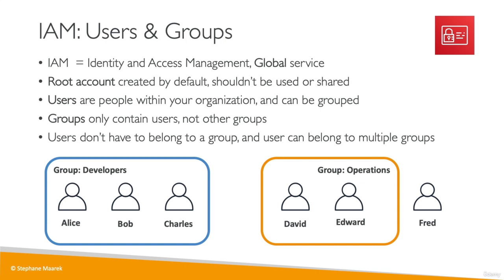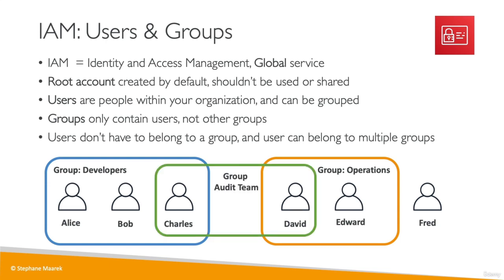And also, a user can belong to multiple groups. That means that, for example, if you know that Charles and David work together and they're part of your audit team, you can create a third group with Charles and David. And as you can see now, in this example, Charles and David are part of 2 different groups. So these are the possible configurations for IAM.